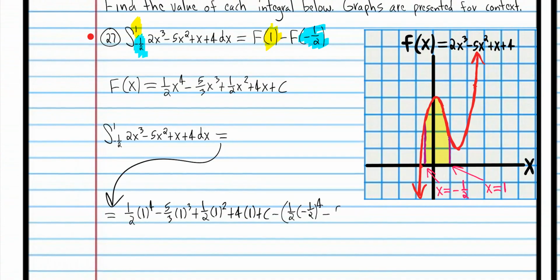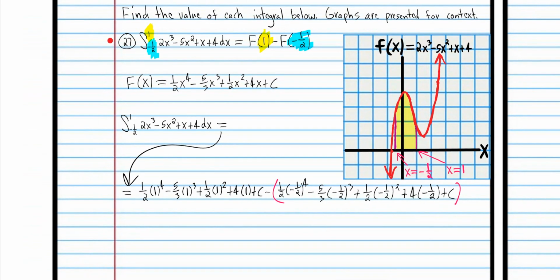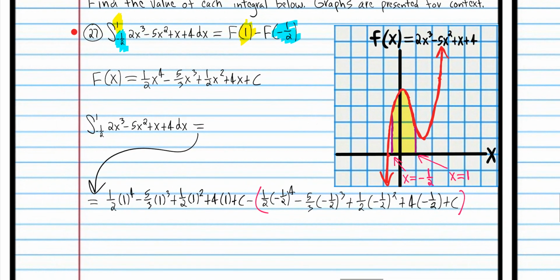And we have minus 5/3 minus, in parentheses, -1/2 to the 3rd power plus 1/2 times -1/2 to the 2nd power plus 4 times -1/2 plus c. And I'm going to write my parentheses with a bright color so you know that we have that there, because if you forget those pink parentheses, then man, you're going to have a hard time with this.